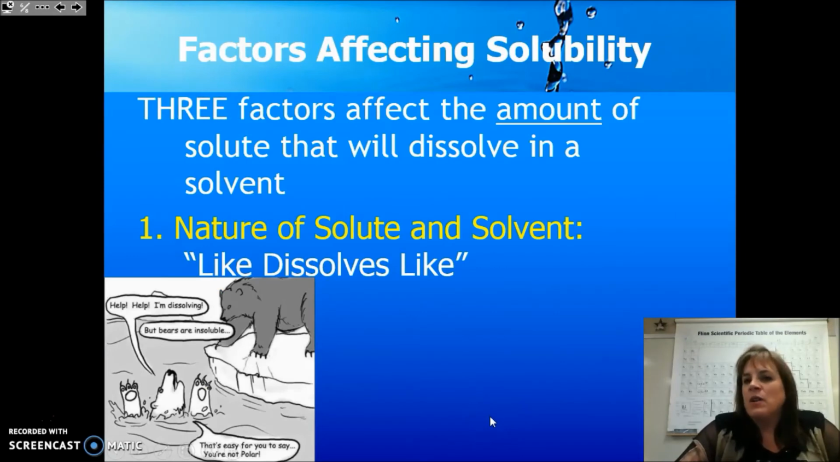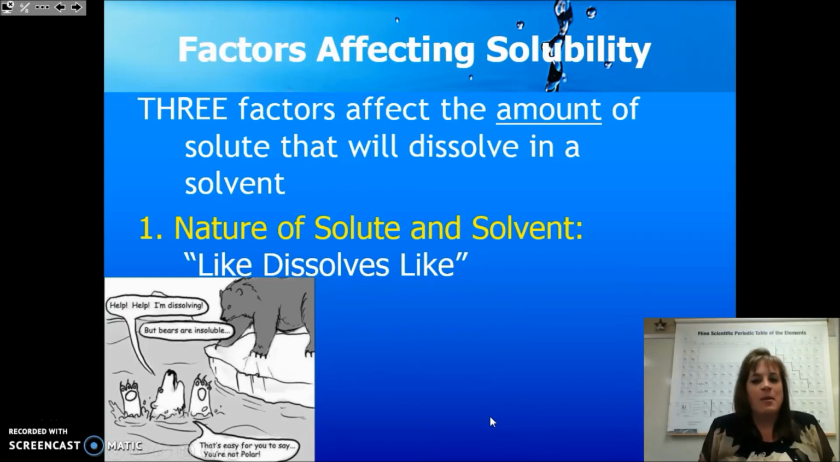Now, the next thing I want to talk about is the factors that affect whether something dissolves or not, and then how much dissolves. And there are 3 things that affect how much solute will dissolve in a solvent. And of course, the first is, will it dissolve at all? Is it the like dissolves like? So number 1 is the nature of the solute in the solvent. Are they polar? Are they nonpolar?